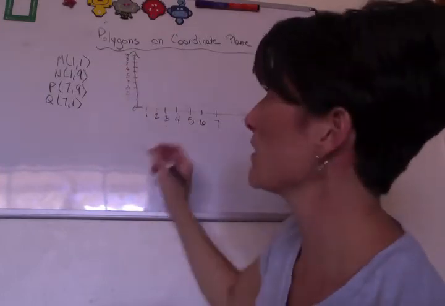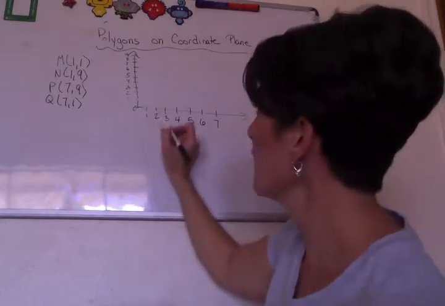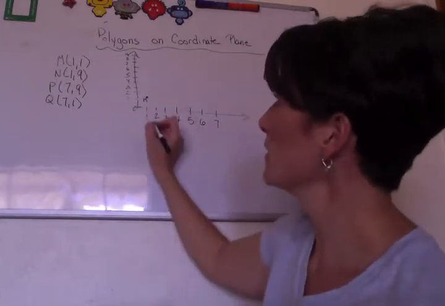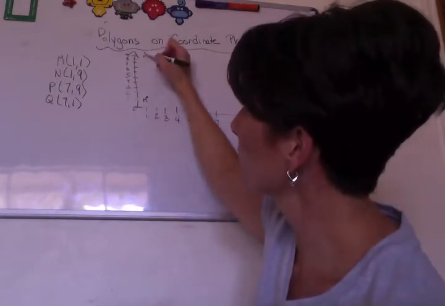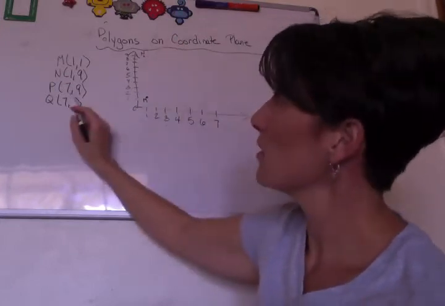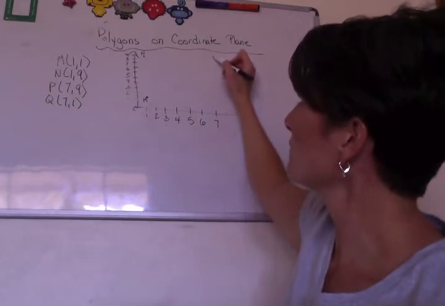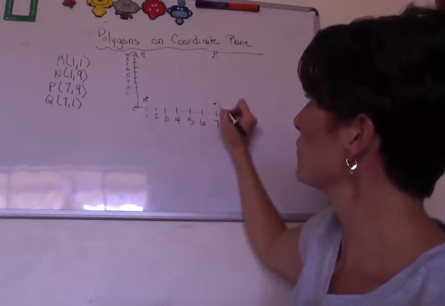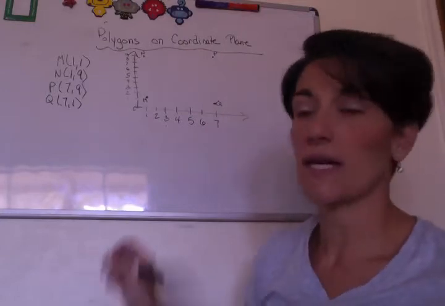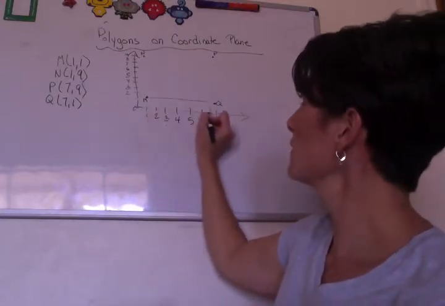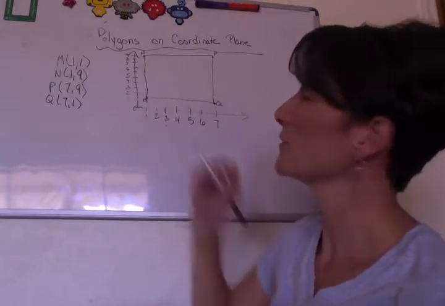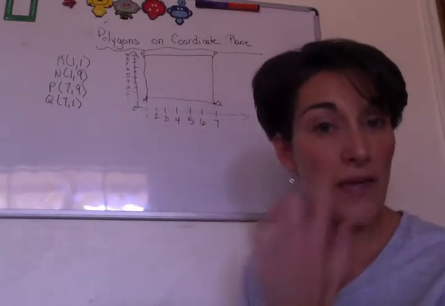All right, so I'm going to go ahead and plot. It's going to be rough. It's going to be an estimate. Okay, so 1, 1, over 1, up 1 is M. Over 1, up 9 will be N. Over 7, up 9 will be P. And over 7, up 1 will be Q. So now I'm just going to connect my letters here. And so you'll see that now we have a rectangle.